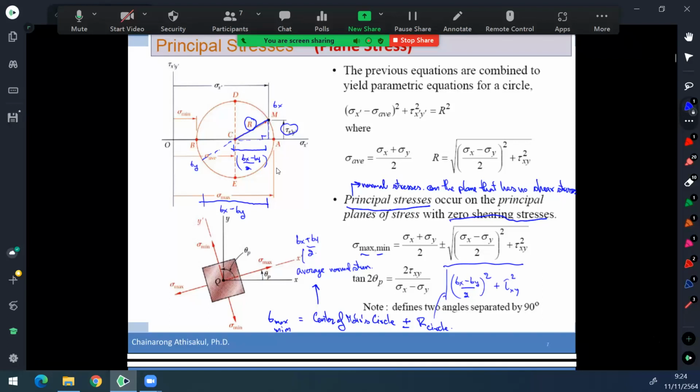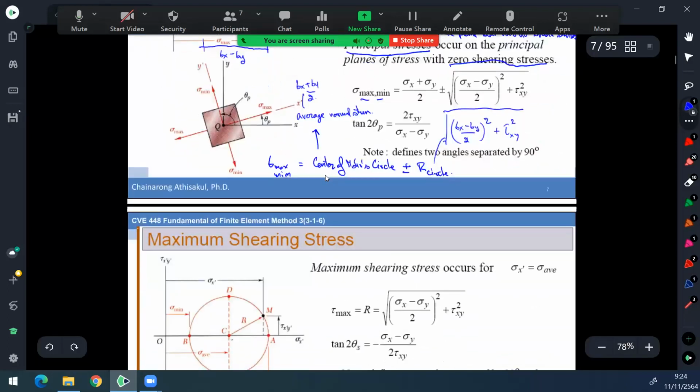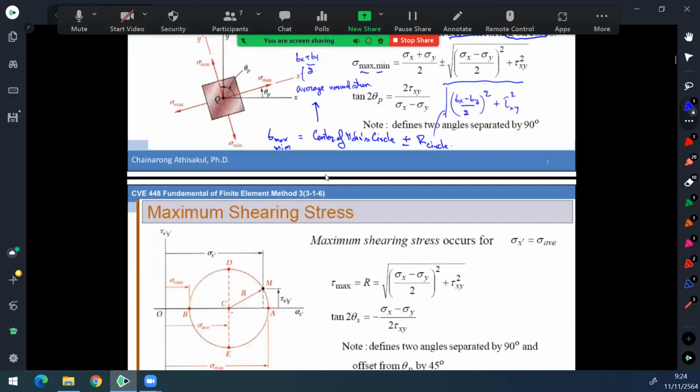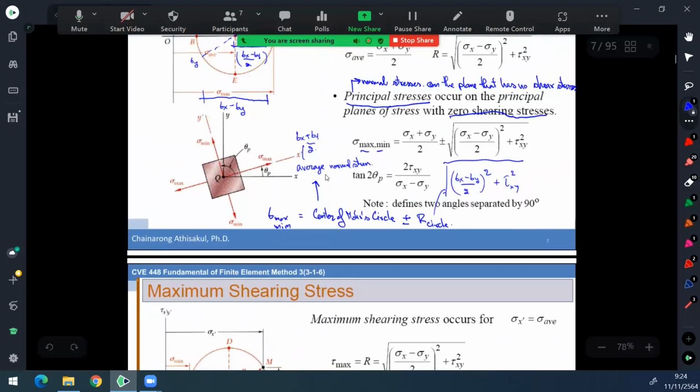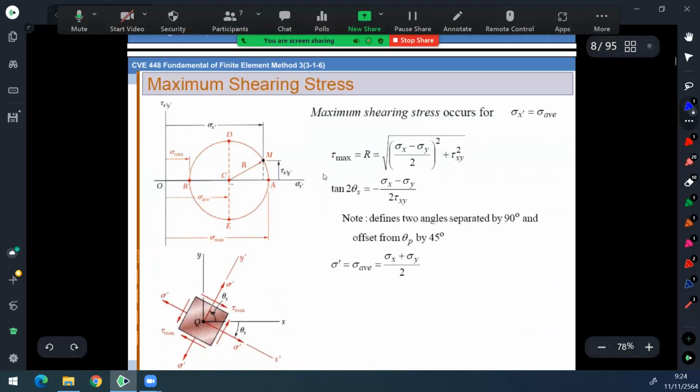So it's very easy to understand the Mohr circle like this. If we understand Mohr circle, we can apply it to any problem in mechanics of materials. Then, not only the principal stress, we may have to understand the maximum shear stress also. The principal stress, we apply for the problem where we consider the failure mode of the brittle material.